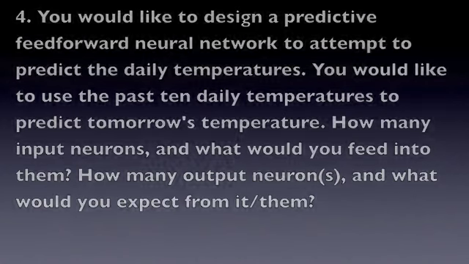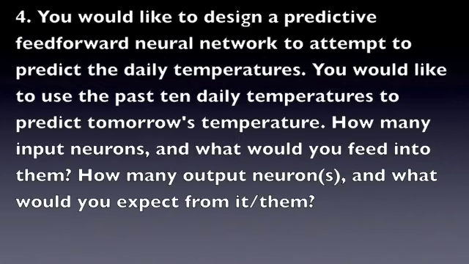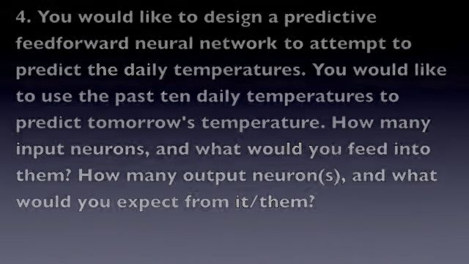Question 4 deals with how you would structure a certain temporal neural network or a predictive neural network. You would have 10 input neurons which would be given the data corresponding to the 10 temperatures preceding the day to be predicted, one output neuron which would be the day to be predicted, and then the actual data presented to the neural network would likely be a percent as to what percent of the maximum temperature that day's temperature is. There's several ways you could construct the input data, but I would probably use a percent.